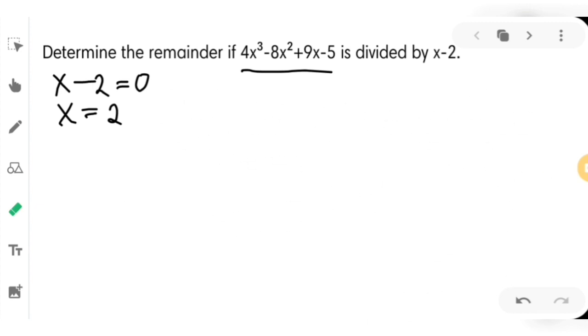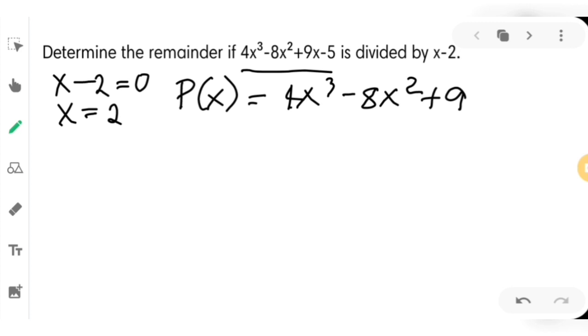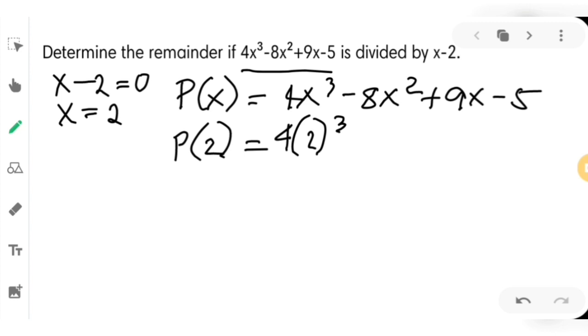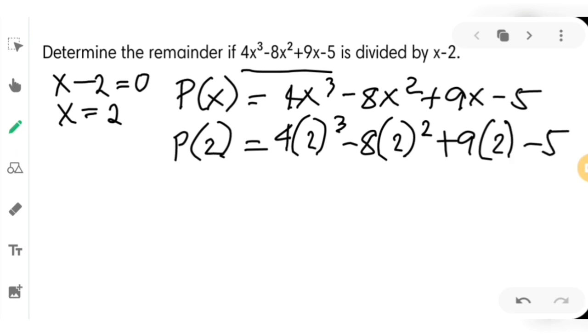Now another method is by using evaluation. You have done this in your activity number 2. So we have here p of x is equal to 4x cubed minus 8x squared plus 9x minus 5. Then we have p of 2. It means we are going to substitute 2 to all x's. So we have 4 times 2 raised to 3 minus 8 times 2 raised to 2 plus 9 times 2 minus 5.